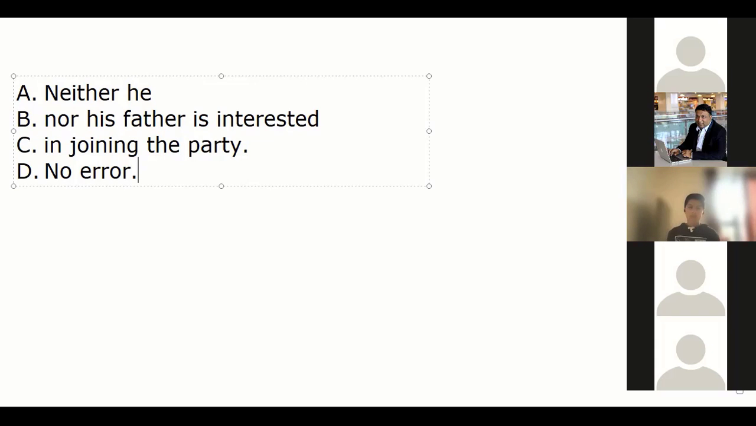Keep writing. Think about it. There's no hurry. Neither he nor his father is interested in joining the party. Abhinav says B. Okay. Everyone, Sanchit, Shaurya, Shania, Moksha, Achintya, everyone please.